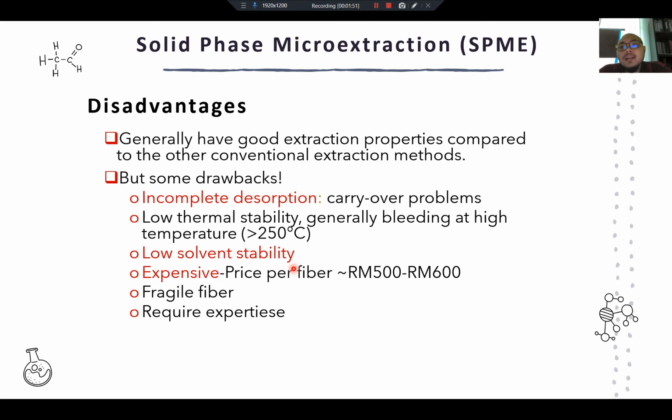Normally 500 to 600, it can reach 1,000 ringgit. In our recent case, 3 fibers cost us around 6,000 ringgit, so it's very expensive. It's quite fragile, so you need to take care of it carefully. That's why it requires expertise. You need to have very good experience to handle SPME. So I think that's all.